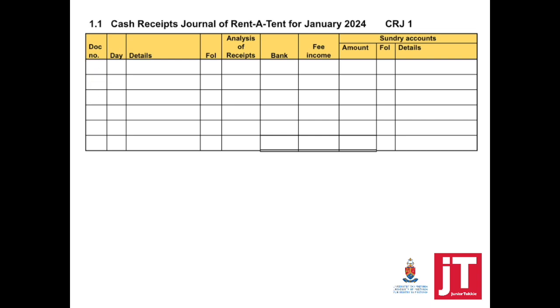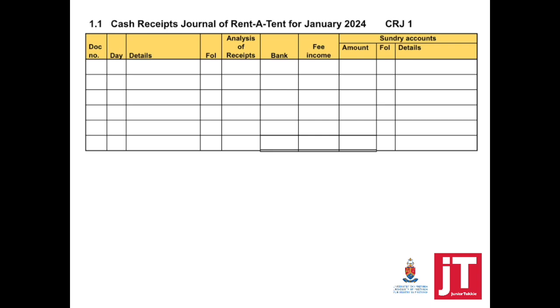Day, on which day did the transaction take place, details, from whom did we receive the money, analysis of receipts, how much did we receive during the day. At the end of the day, we draw a line and we deposit that money into our bank account. Then we're going to say, we've received money, bank is debited, always from the cash receipts journal.